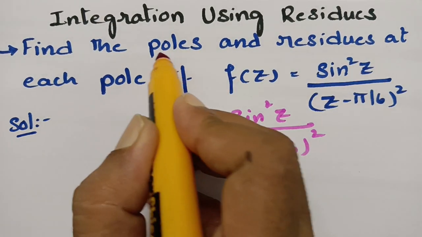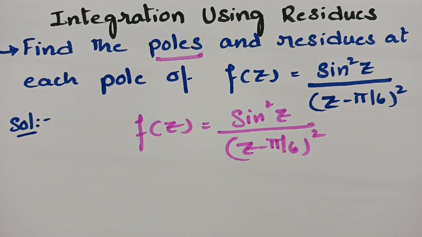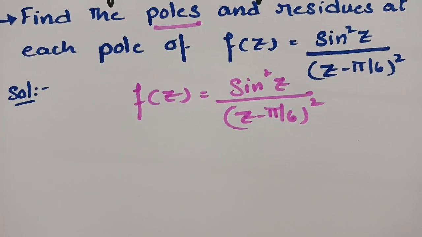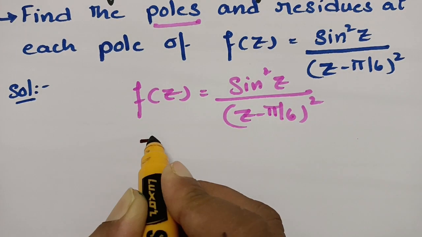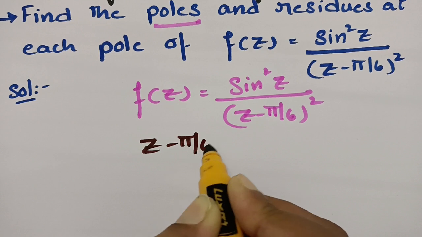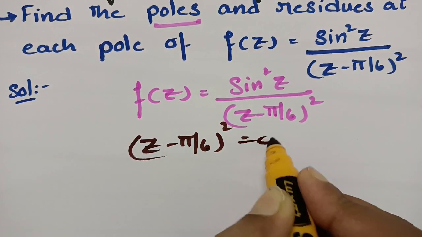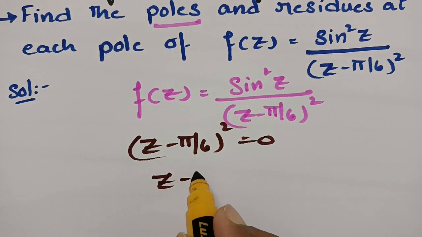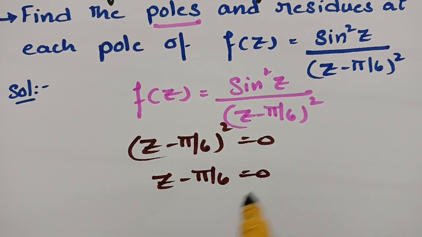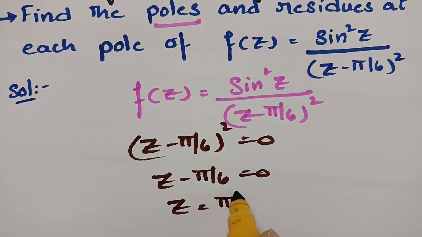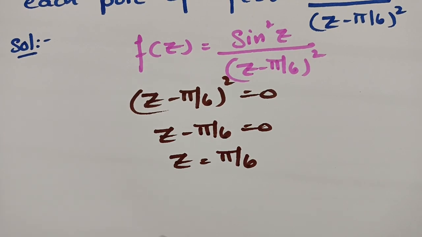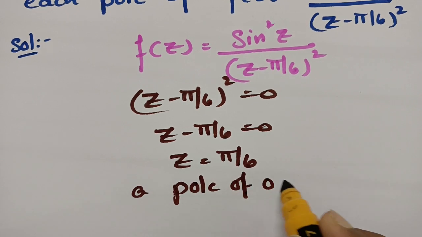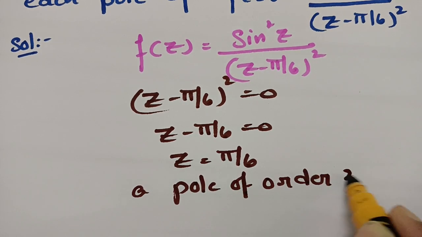First of all, we have to find the poles for this function. In order to find the poles, we have to equate the denominator to 0. So what is the denominator here? That is (z minus pi by 6) whole square is equal to 0. So if I equate z minus pi by 6 to 0, the z value is equal to pi by 6. So this is a pole of order 2.